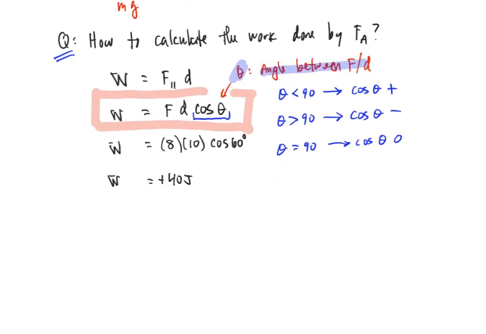So moving forward, you're going to be using this equation, work equals FD cosine theta, for the case when the force is neither entirely parallel nor entirely perpendicular to the direction of motion.